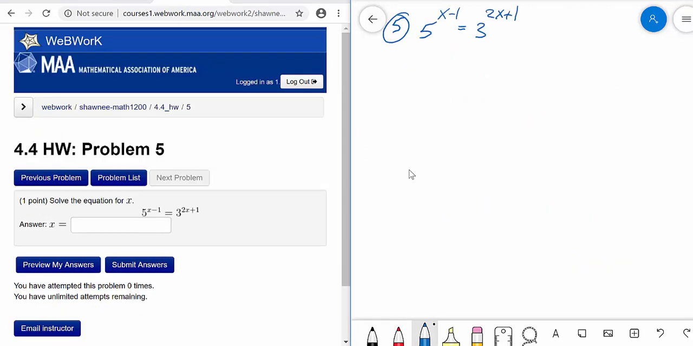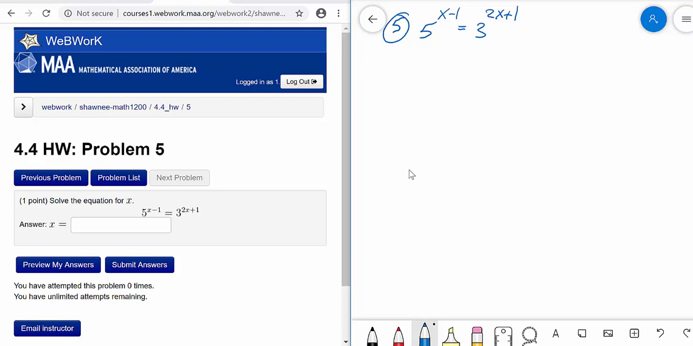So the final problem in section 4.4 is actually a pretty challenging problem. So we have this exponential equation, 5 to the x minus 1 equals 3 to the power 2x plus 1. So in order to solve this equation, we're going to use the law of logarithms that says if you take the log of a base to a power, you can move the exponents down.